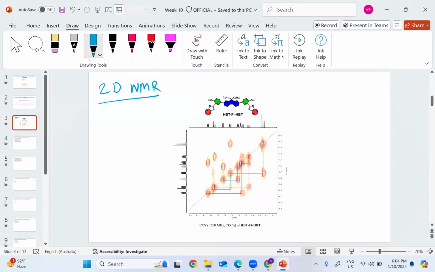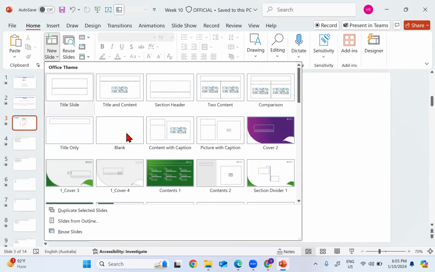So why is it important? I will give one example from my experience. This is one of my molecules, and I have synthesized this molecule. After synthesizing, I got the 1H NMR spectra for this one. I will just show the 1H NMR as well for this molecule.